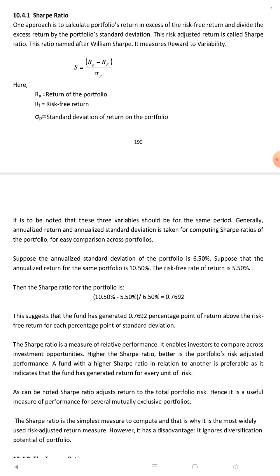One approach is to calculate portfolio's return in excess of the risk-free return and divide the excess return by the portfolio's standard deviation. This risk-adjusted return is called Sharpe ratio. This ratio, named after William Sharpe, measures reward to variability. A Sharpe ratio is equal to RP minus RF divided by standard deviation of portfolio.